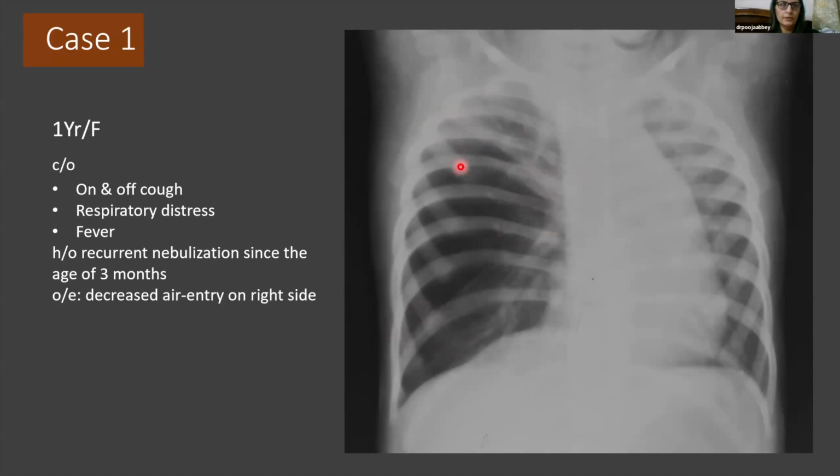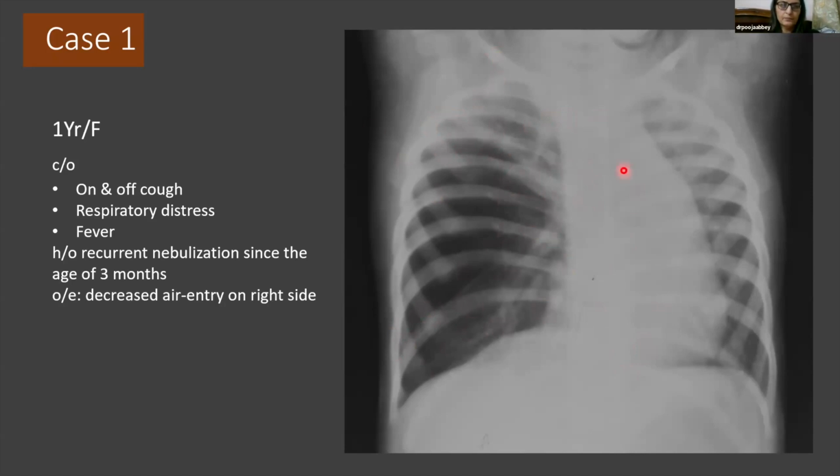And in the region of basically the right mid zone, and probably a part of upper zone, lower zone is also involved. And there is some mass effect, because there is some rotation, but still there is shift of the mediastinum, which is seen towards the contralateral side. So definitely some mass effect as well.